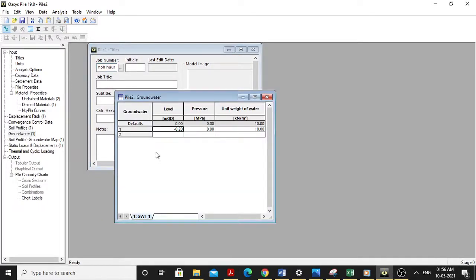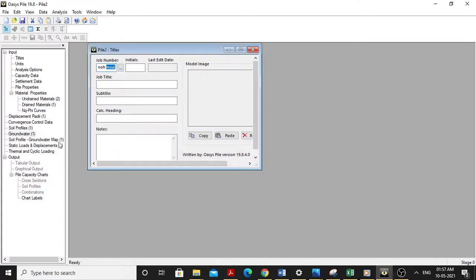Then the groundwater. If you see in our geotech report, it is given that the water table is 2.2 meters below the ground level. So when we are analyzing below 2 meters, we can keep it at minus 0.2, and the unit weight of water is given as 10 kN per meter cube.